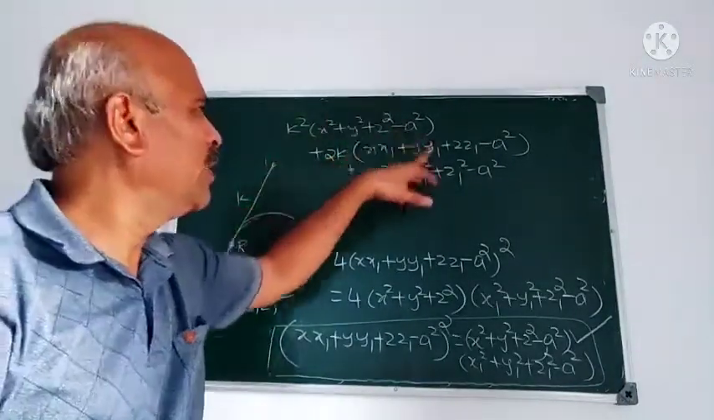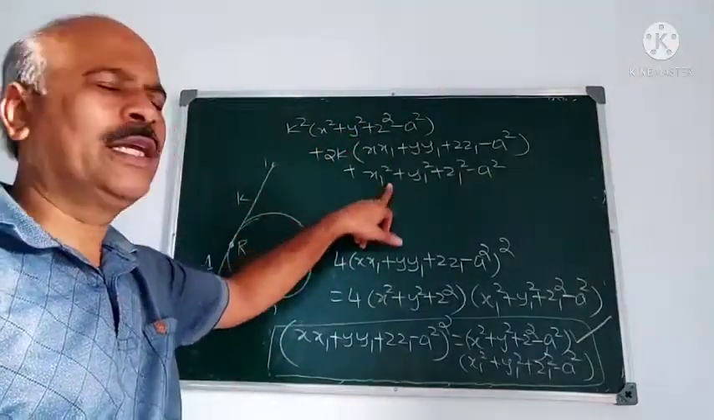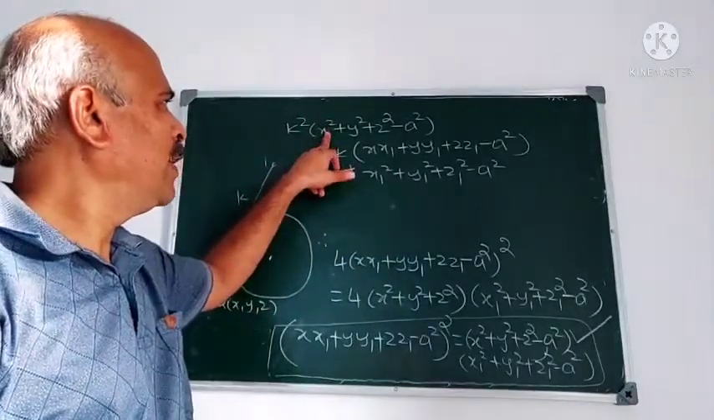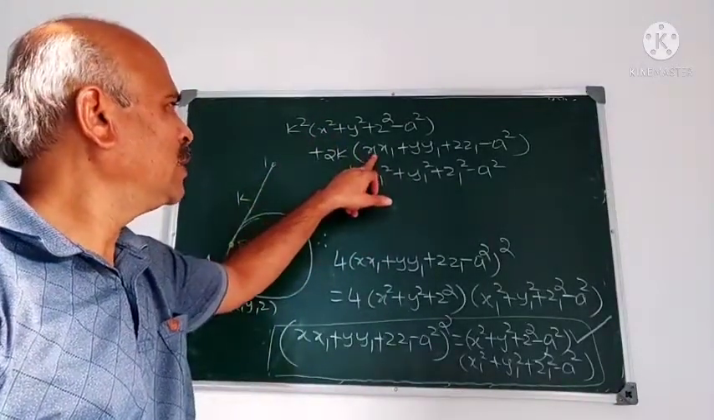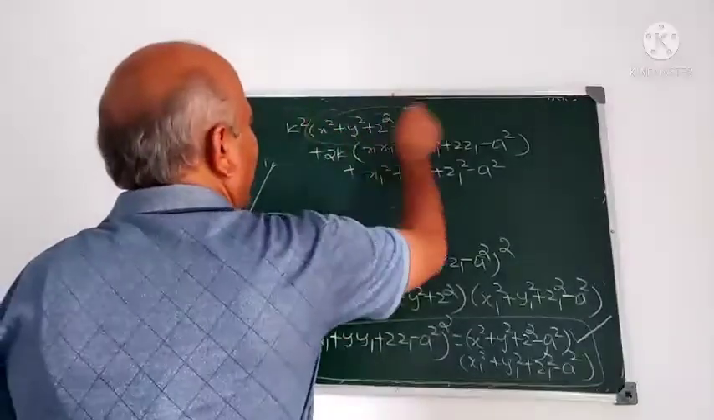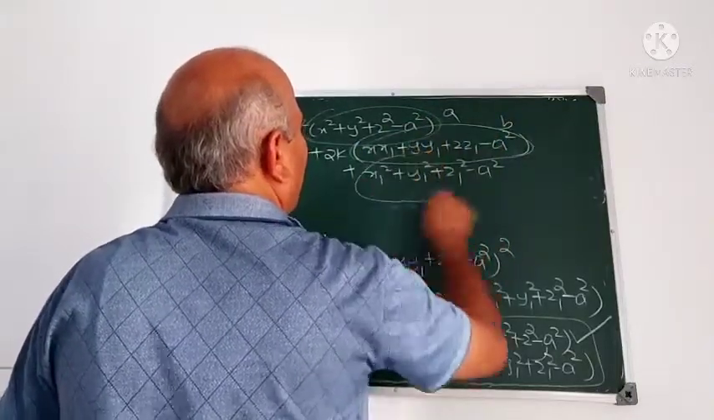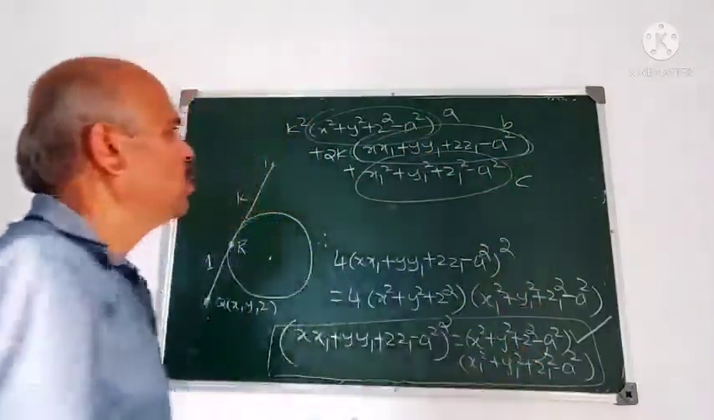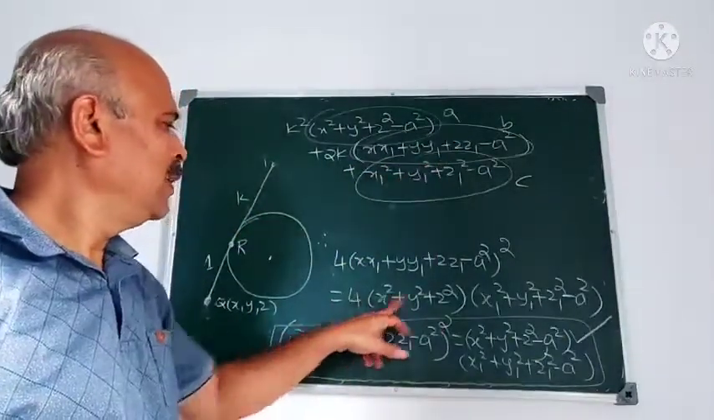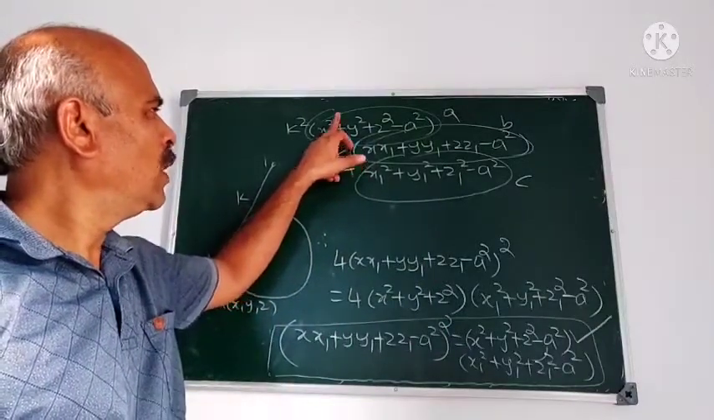Now it is a quadratic equation in k. By rewriting, we get this as a quadratic equation in k. It is equation 3. Now it is in the form a x square plus b x plus c. This is a, this is b, and this is c. So what is b square? This square is b square, 2 into this whole square, 4ac.